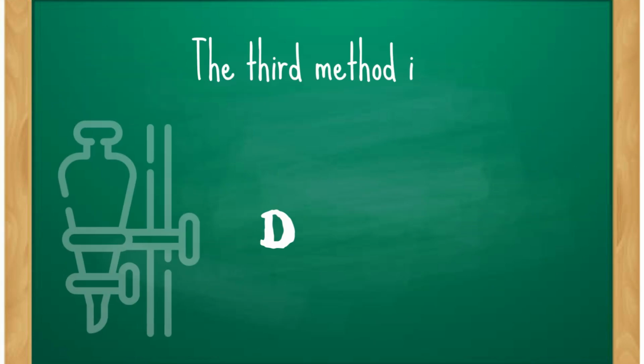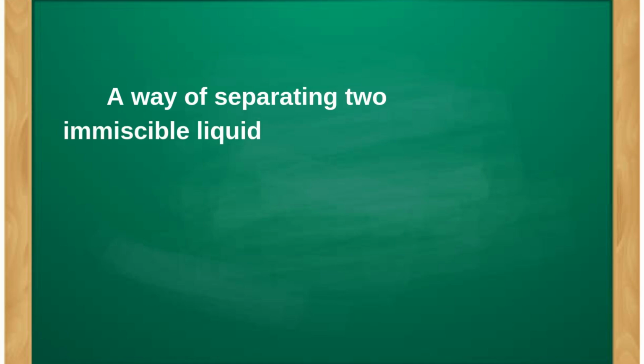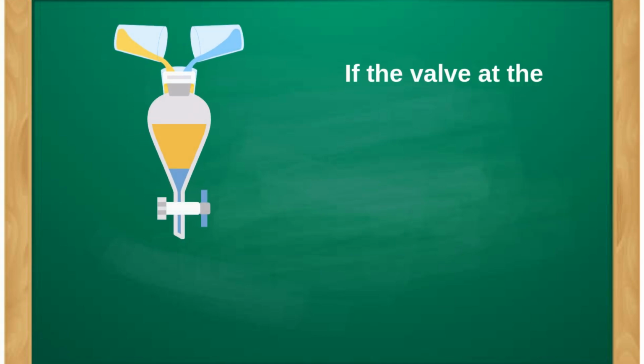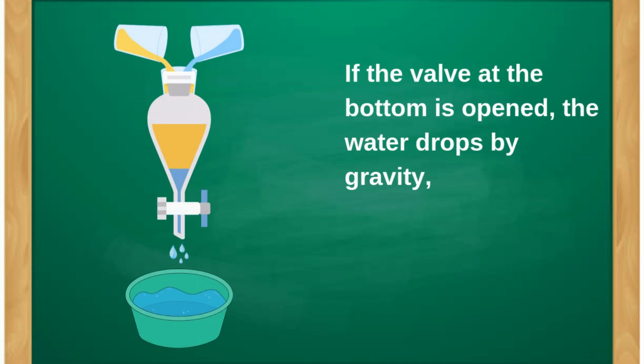The third method is decantation. A way of separating immiscible liquids is by using a separatory funnel. If the valve at the bottom is open, the water drops by gravity, leaving the oil behind.